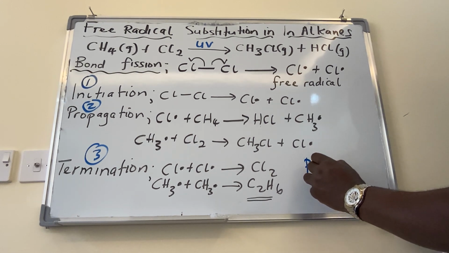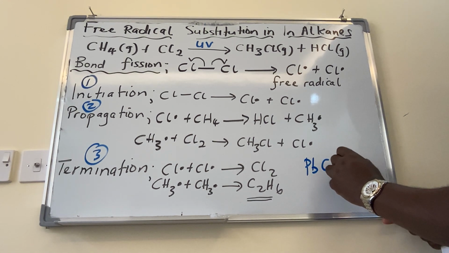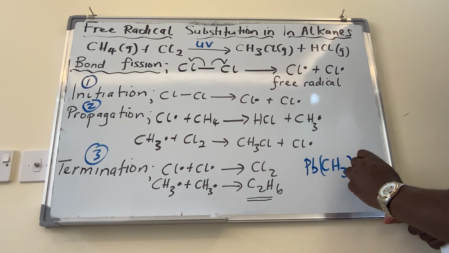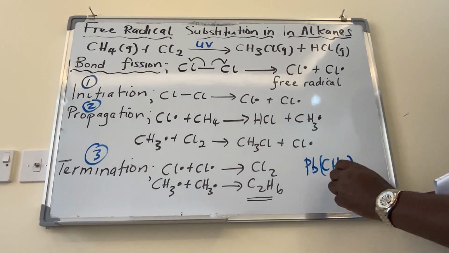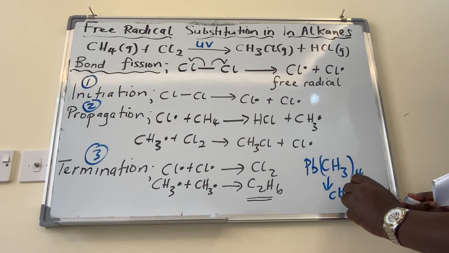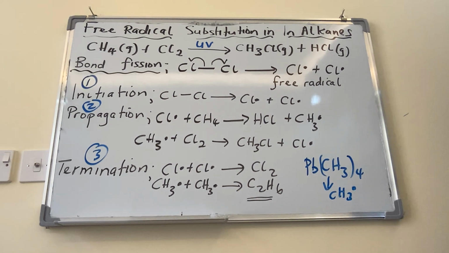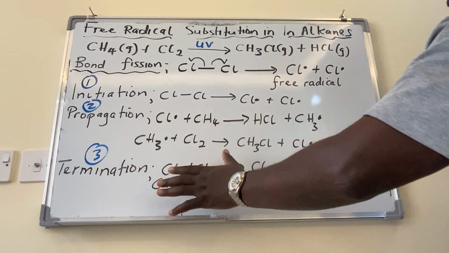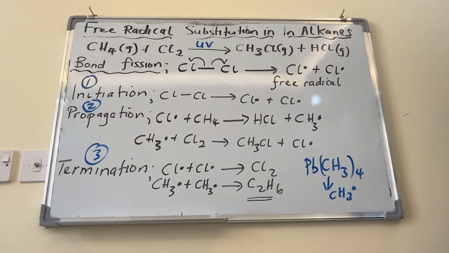But if you want this reaction to happen, and suppose you don't have solar radiation, this one can be a good source of methyl free radicals, okay? It is called lead tetramethyl, okay? This reaction can happen in sunlight, but if you want it to happen in the dark, you can introduce lead tetramethyl, and it can be a source of methyl radicals, okay?